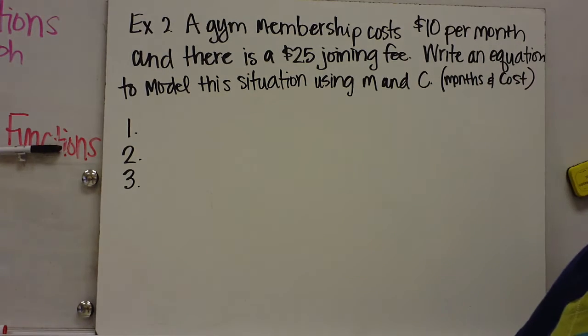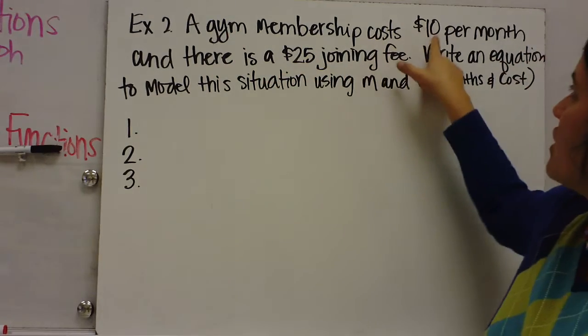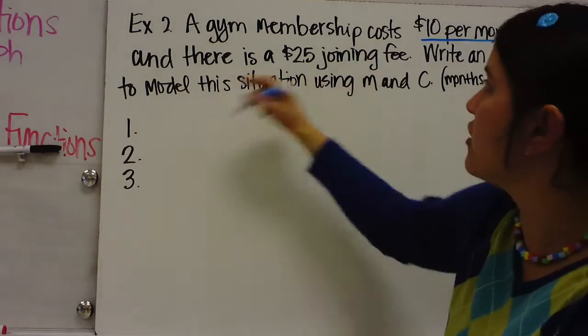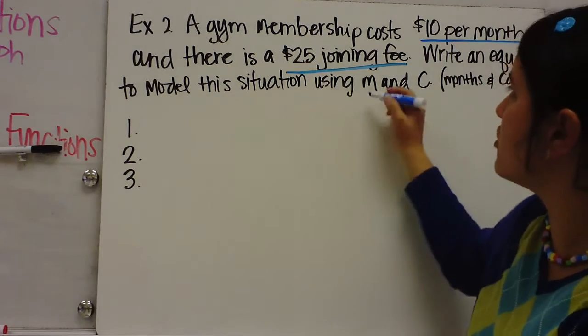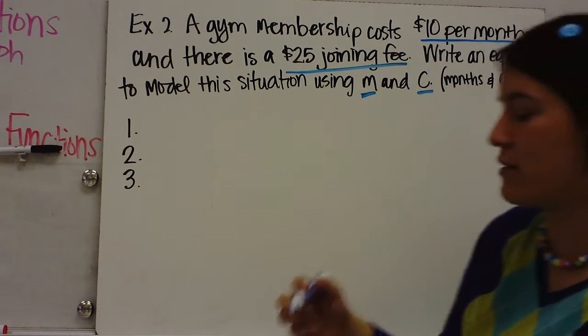Alright, example 2, copy it down. A gym membership costs $10 per month and there is a $25 joining fee. Write an equation to model this situation using M and C. M is months and C is cost.